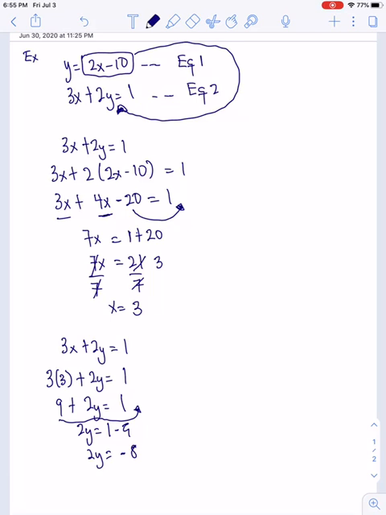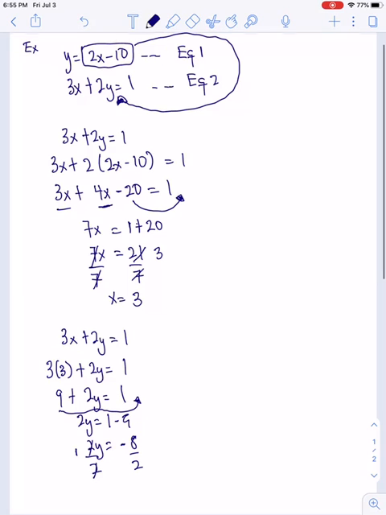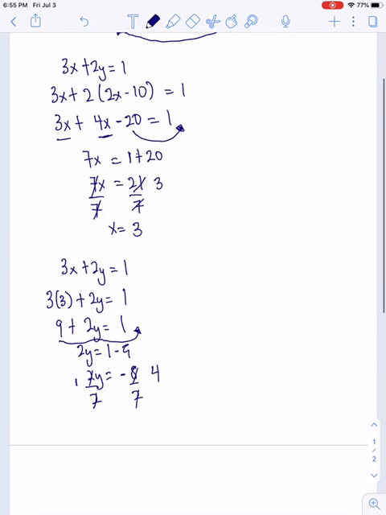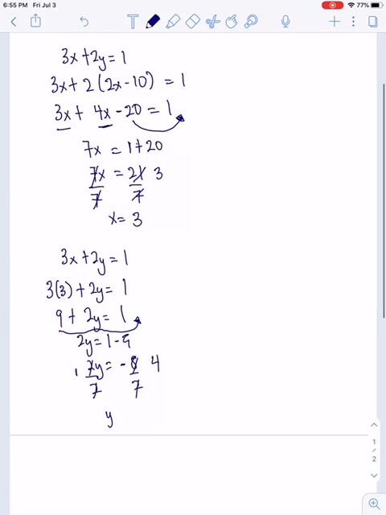And when we divide both sides by 2 in order to get y, 2 cancels 2, you get 1. And 2 goes into 8 4 times. So now we have y equals negative 4. So our answers will be x equals a positive 3 and y equals a negative 4.